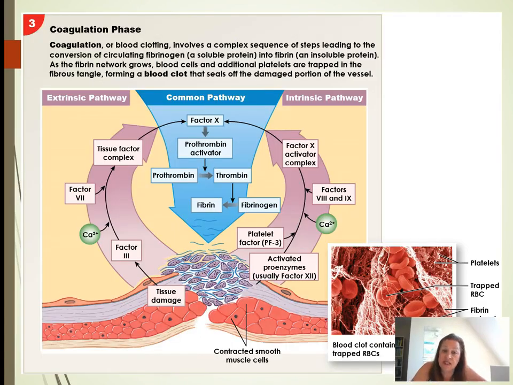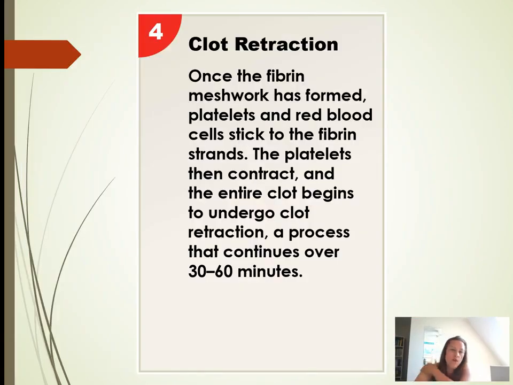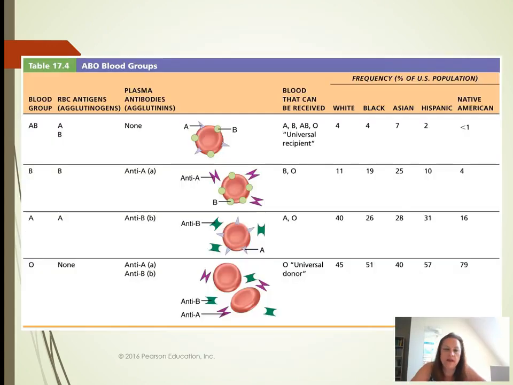The coagulation phase, pretty complicated, right? The common pathway in blue, then there's the intrinsic and extrinsic pathways, but basically we're just trying to make a nice tight seal so that the cells underneath can grow and replace. Once the fibrin has been formed, the platelets contract, the clot begins to undergo clot retraction, and then it's all plugged up. And from there, the damaged tissue edges get pulled together and we have healed the cut.